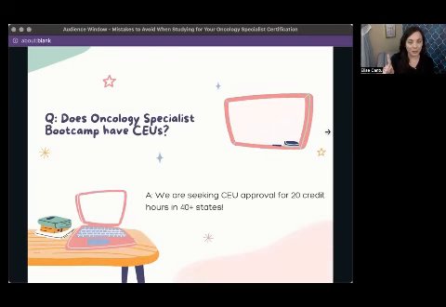Now, lastly, because I know you're probably asking, this is the last one we've got here. Does the Oncology Specialist Bootcamp have CEUs? We are seeking CEU approval for 20 credit hours in 40 plus states. There's a really good chance that you're going to be on there because we've got most of the states covered.